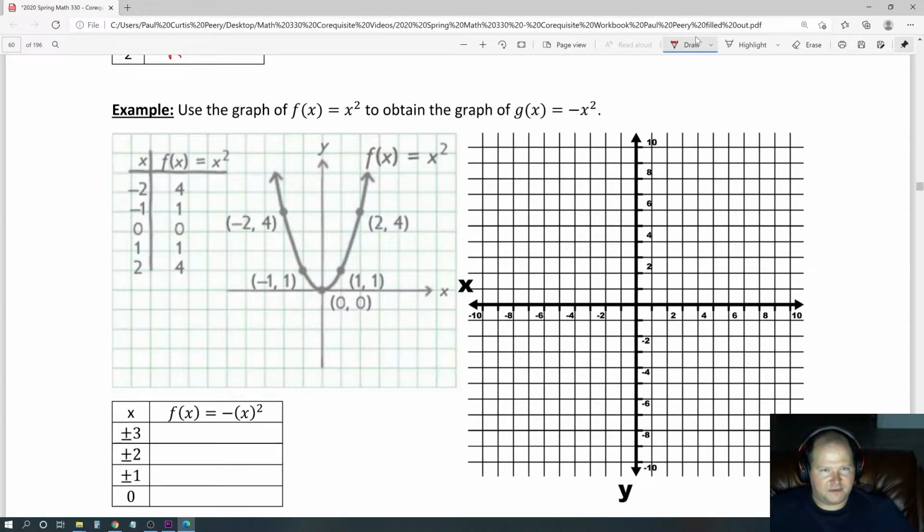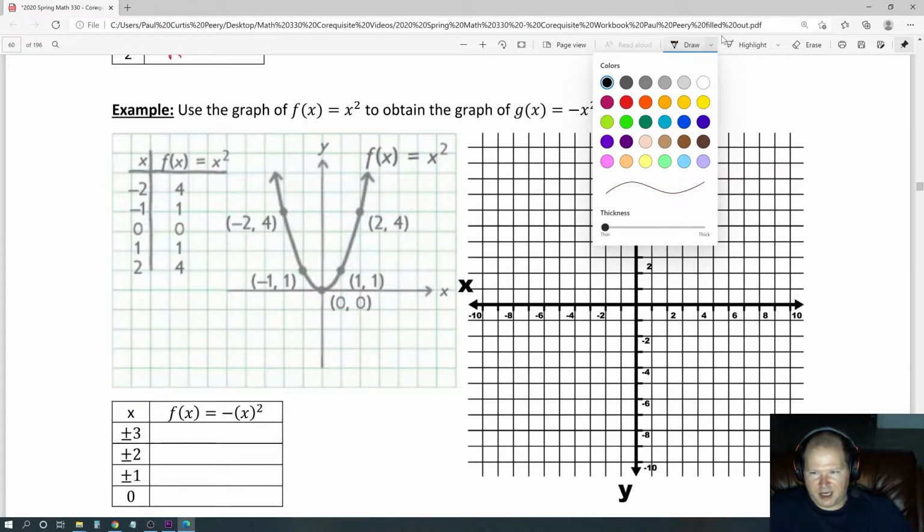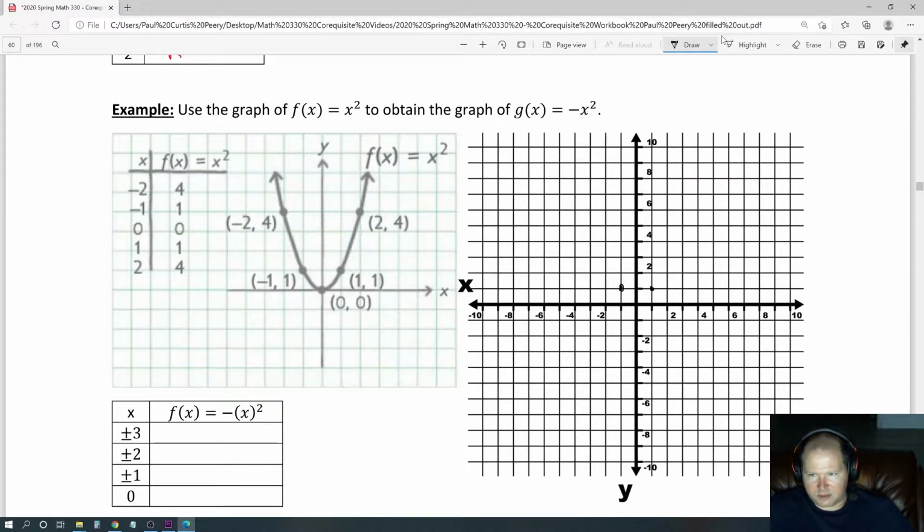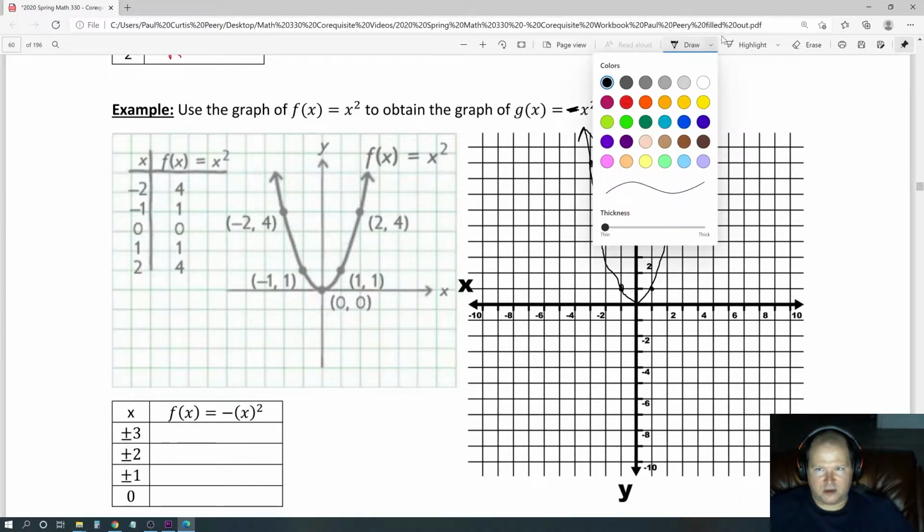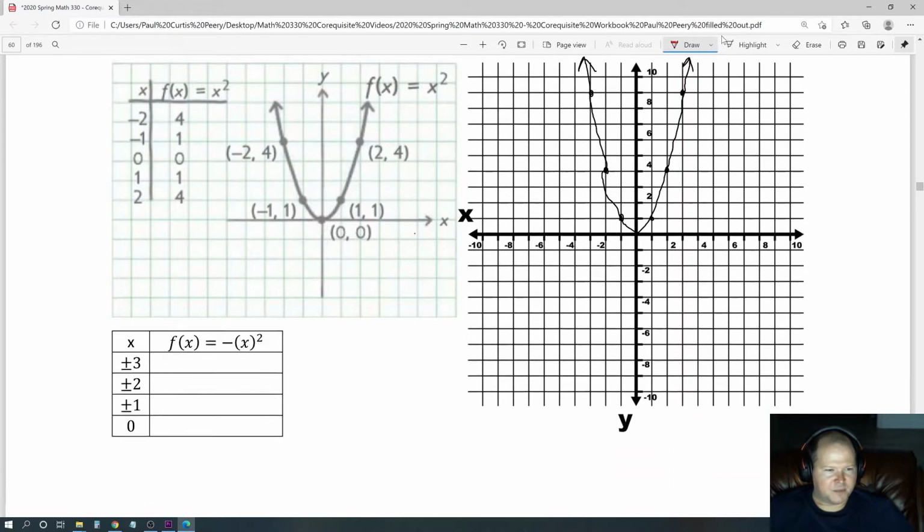So we're going to use the graph of f of x is equal to x squared to obtain the graph of g of x is equal to negative x squared. Okay, so our base graph would look something like this. So we would graph it out, and roughly it would look something like this. Okay. Now, if this is correct, by just sticking that negative in front of the x squared, it should flip it along the x-axis. So let's plug it in.